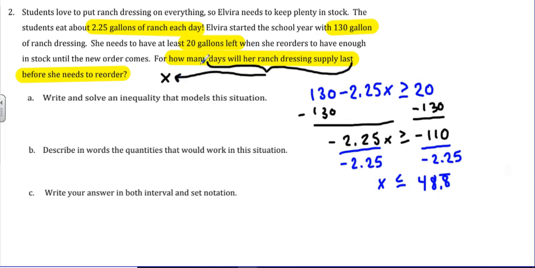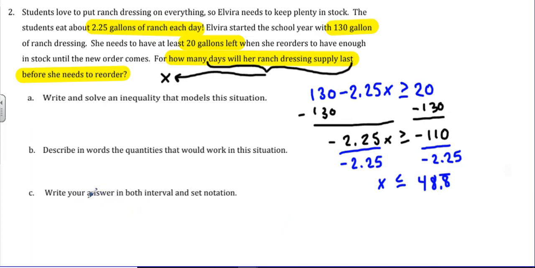So when I'm writing my answer here, I need to figure out how many days she needs. x needs to represent the number of days that her ranch dressing supply will last before she needs to reorder. I'm going to need to round this down because I can't do 49 days, because then her supply will run out before the new order actually arrives. So I have to make sure to communicate to Elvira that she needs to order anytime before 48 days. So x is going to be less than or equal to 48.